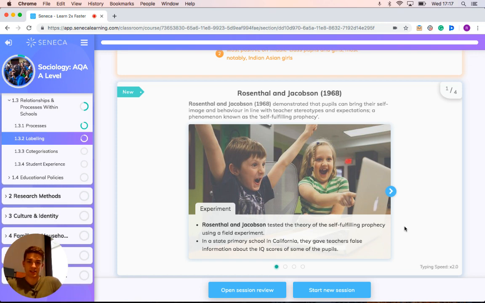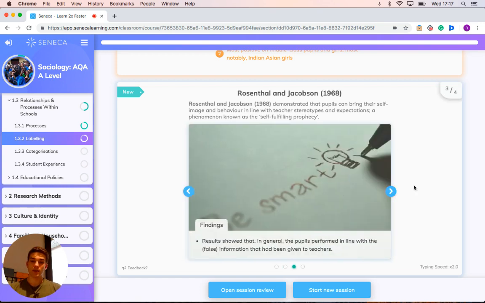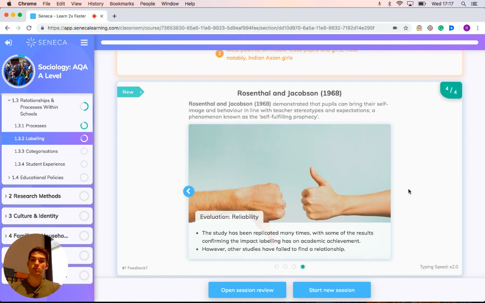They tested the theory of the self-fulfilling prophecy using a field experiment. In a state primary school in California, they gave teachers false information about the IQ scores of some pupils. Pupils were selected at random, but teachers were told that one group was particularly bright and that the other group had a low IQ and weren't expected to progress very far. The results showed that in general, the pupils performed in line with the false information that had been given to the teachers, so in this case, their IQ scores.